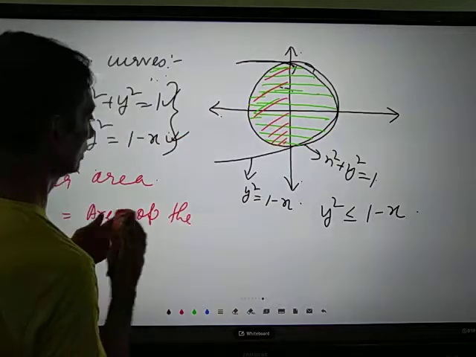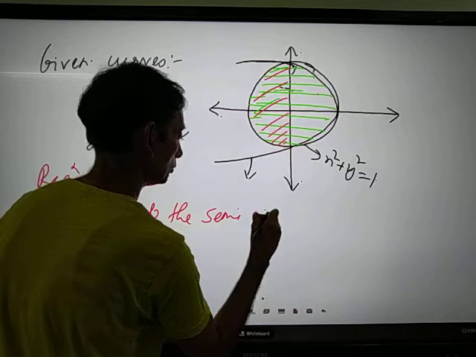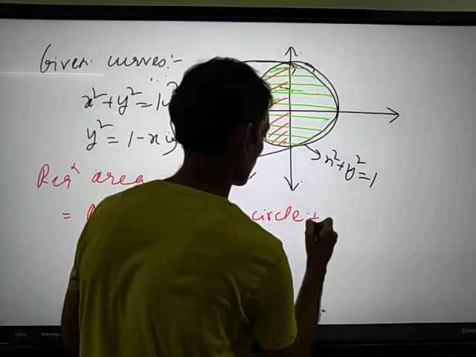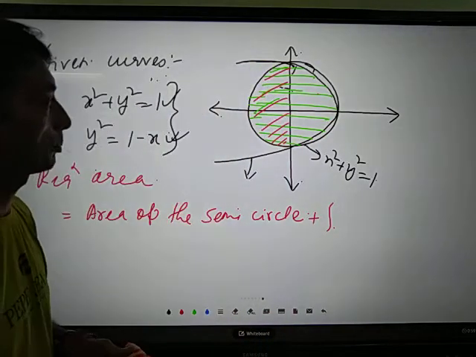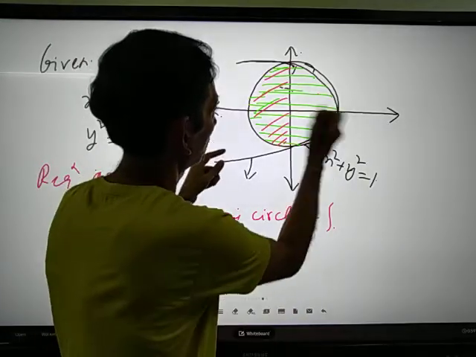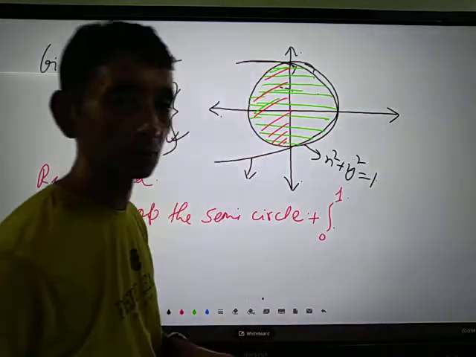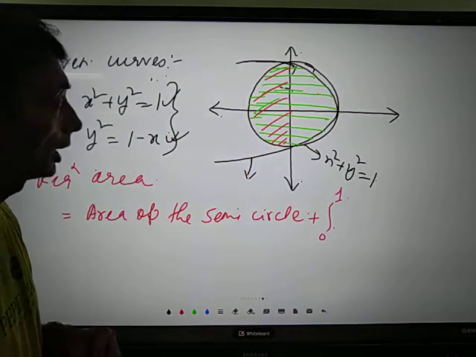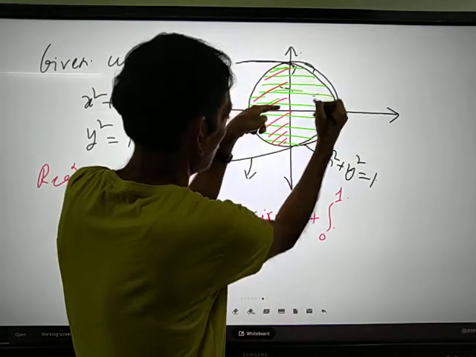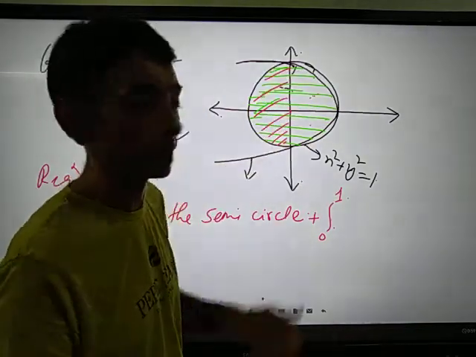Okay. Area of the semicircle, area of the semicircle plus, we'll integrate this, right? We can integrate from 0 to 1, and we can just find out these portions, and both are symmetrical about the x-axis. We can just find out the area in the first quadrant. You can multiply by 2.